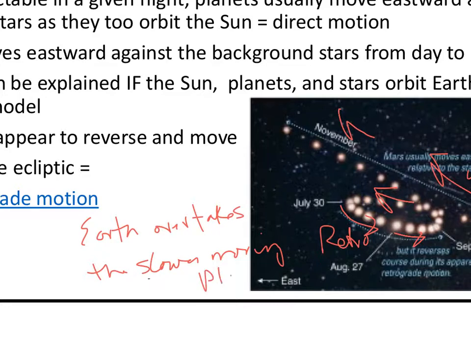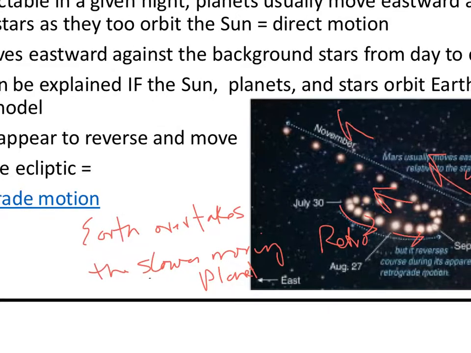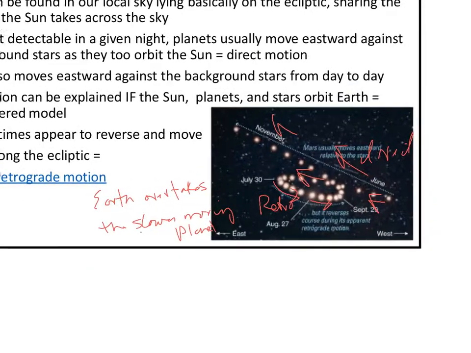Now that will work for you, but as I think about it, we can also see retrograde motion for the inner planets, which would be going faster than the Earth. I don't know. I have to think about that.